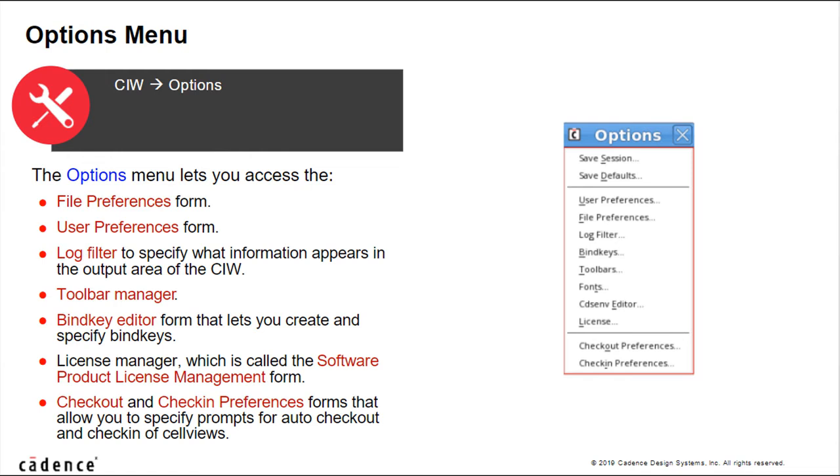In the earlier slide, we saw an example of the file preferences form. Here you see the options form when it is invoked. Note the different options that you can access from this form. You can bring up the user preferences form here if you click on the user preferences, and we talk more in detail about this form in the next few slides. Some other options that you can access from here are the log filter, the toolbar manager, the bind key editor, the license manager, and the checkout and check-in preferences forms.